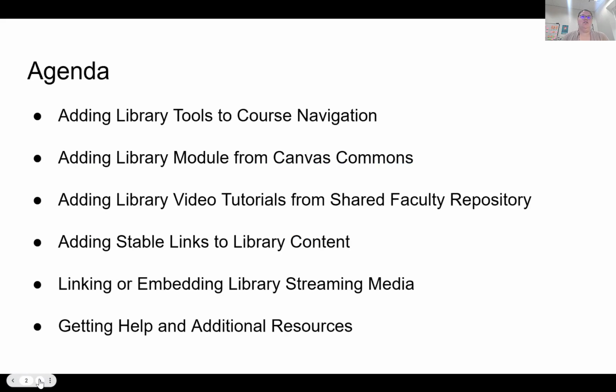Alright, so on today's agenda, we're going to talk about the different tools that you can add to your course navigation in Canvas. Some of these are geared towards library tools or getting a hold of the librarian. We're going to talk about adding modules from Canvas Commons that the library has created. We're going to talk about adding video tutorials that the library has created to your class as well. Then we're going to go into how to get stable links to library content, both textual as well as streaming media, into your Canvas course. And then we'll finally leave you with places to get help and additional resources to look for.